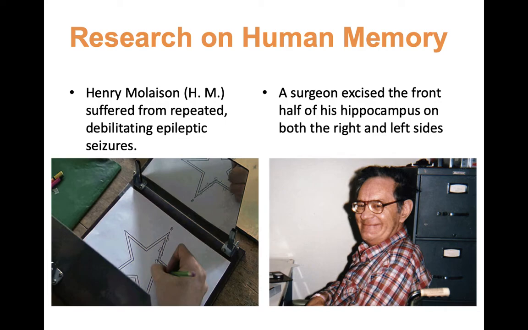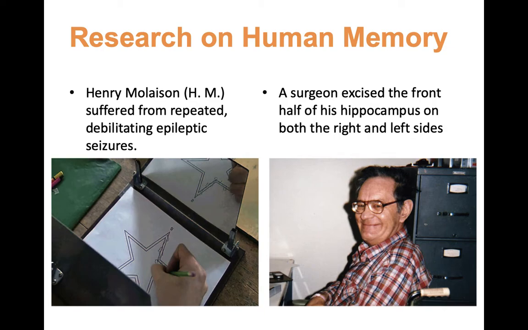So when HM was 27, he had surgery to remove the front part of his hippocampus. This is a brain structure that is involved in memory. And he did so because he had suffered from repeated and very debilitating epileptic seizures.